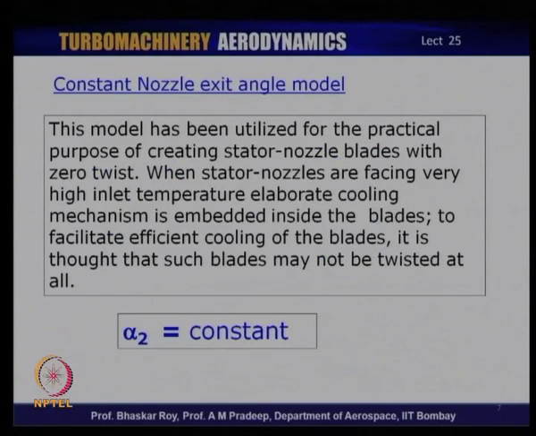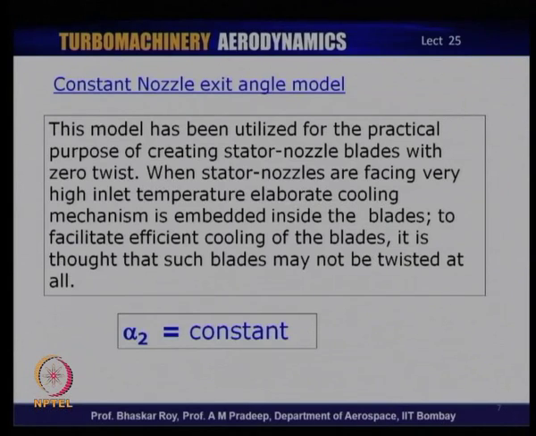The other blade shape which people then resorted to is simply called the constant nozzle exit angle model. Now, this model has been essentially created for the more practical purpose of accommodating cooling. It creates a nozzle or stator blades with 0 twist, so that the flow comes in at alpha 1, goes out at alpha 2, same from root to the tip of the blade.